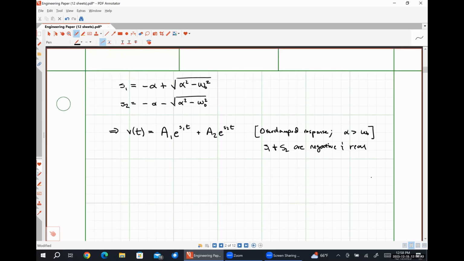Now, let's introduce what a critically damped system would look like. And then I'll give you the response equation here in a moment. So the critically damped response is when alpha is exactly equal to omega naught. Okay. So when alpha is exactly equal to omega naught, S1 is equal to S2 is equal to negative alpha.